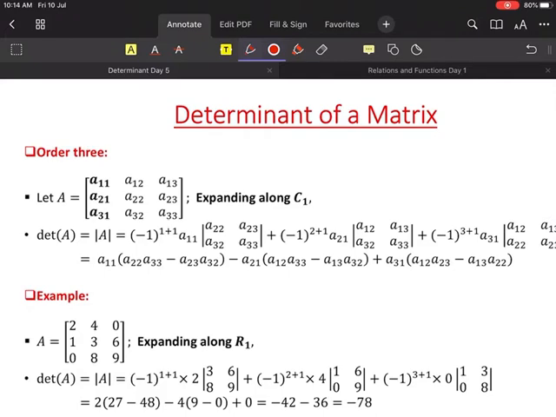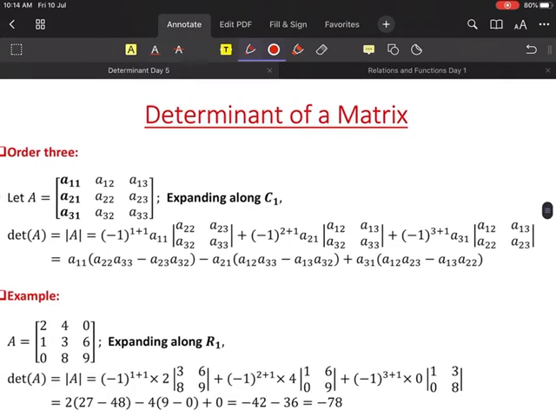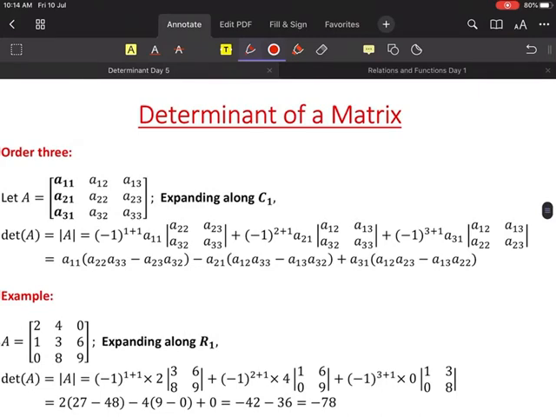Minus 1 to the power 1 plus 1, A11. Look at it here carefully. Very nice thing. I got it here. A11, minus 1 to the power 1 plus 1 into this thing. This is what? M11, right? Look at here carefully. This is the minor M11, right?